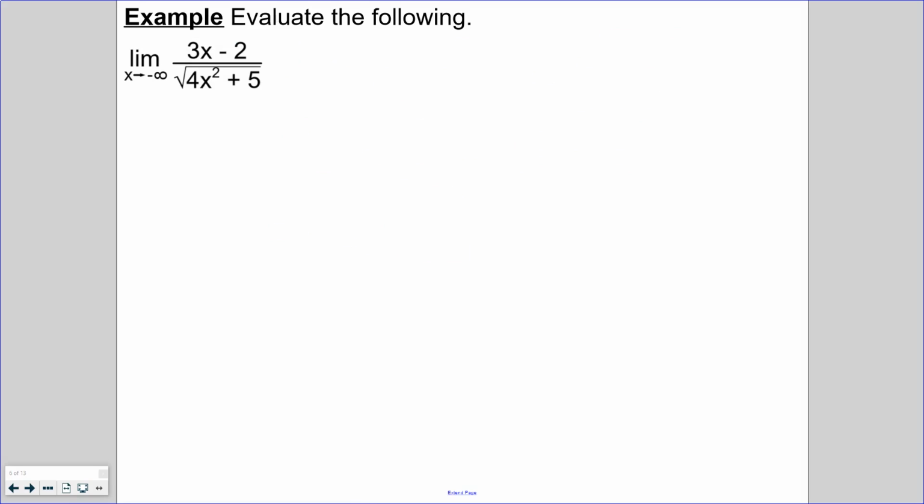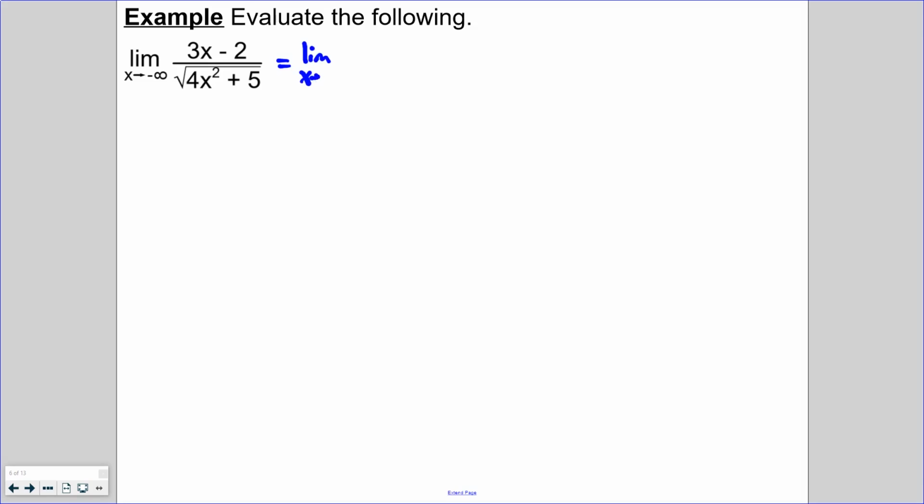All right, let's take a look at another example. Here we want to evaluate the limit as x approaches negative infinity of (3x minus 2) over the square root of (4x squared plus 5). Just like before, we want to factor out the highest degree term in the numerator and the highest degree term in the denominator.